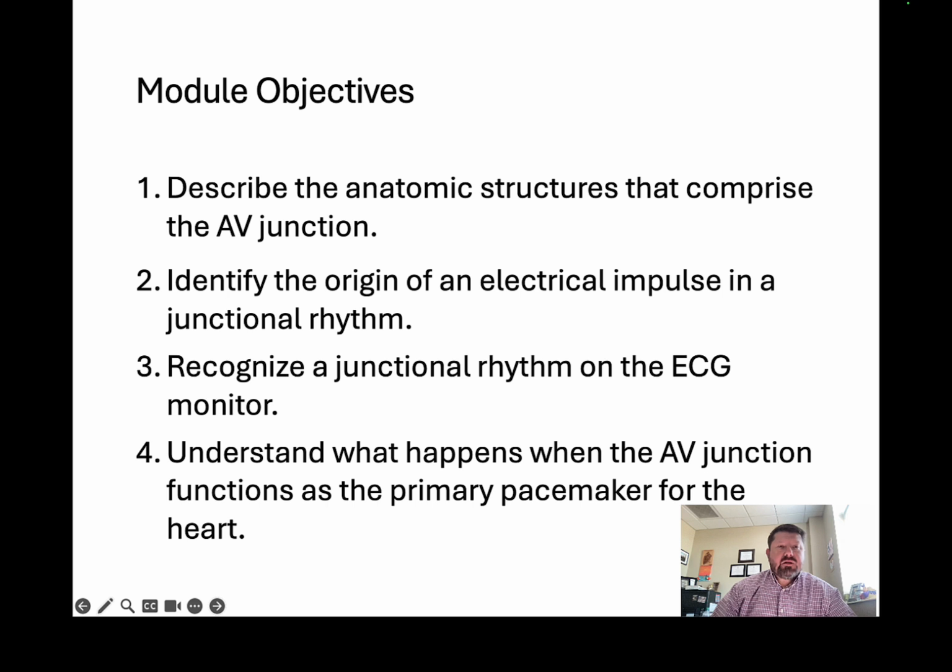So our objectives: describe the anatomic structures that comprise the AV junction, identify the origin of an electrical impulse in a junctional rhythm, recognize the junctional rhythm on the ECG monitor, and understand what happens when the AV junction functions as a primary pacemaker for the heart.